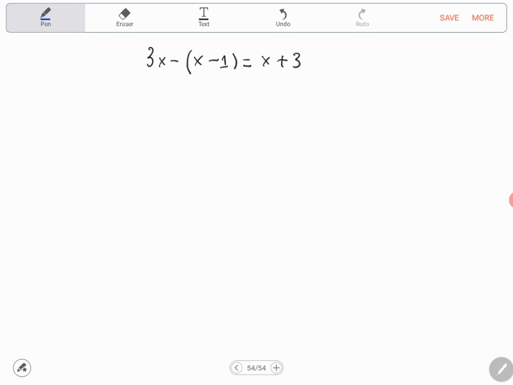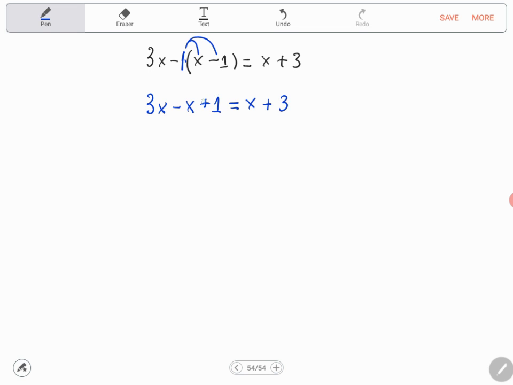Today we are going to solve this linear equation, and we will start eliminating this parenthesis here, and we will put the number 1 here because there is a number 1 multiplying this parenthesis. Negative 1 multiplied by x is negative x, then 3x minus x is the result of this multiplication, and negative 1 multiplied by negative 1 is positive 1, equal x plus 3.